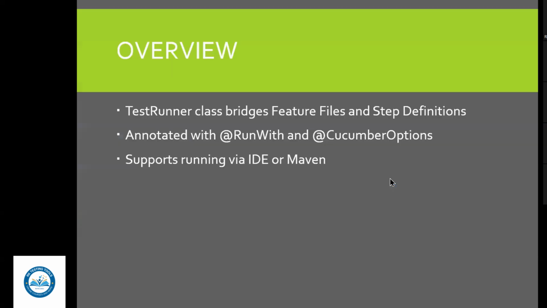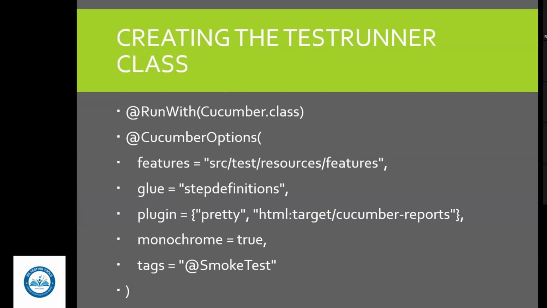So what else can we do with this Cucumber test runner? We'll see that. The test runner class bridges the feature file and step definition. So it is a bridge to run your feature files and step definitions. It is annotated with @RunWith and @CucumberOptions, and it supports running via the Eclipse IDE or Maven. And this is the Cucumber test runner.